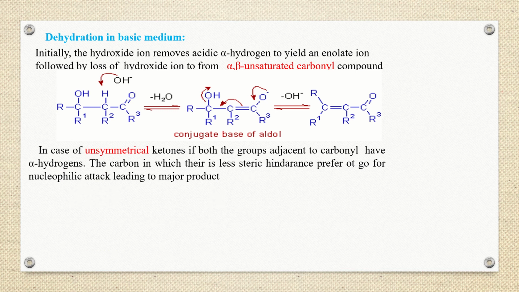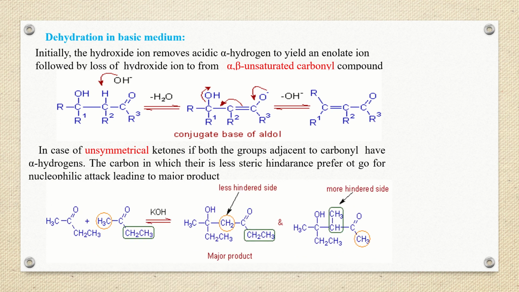If the ketones are an unsymmetrical one, that is the groups which are adjacent to carbonyl group are different, and both have got alpha hydrogen present in it, then the carbon which is less sterically hindered will prefer to go for a nucleophilic attack leading to a major product. Let us see this in the reaction.